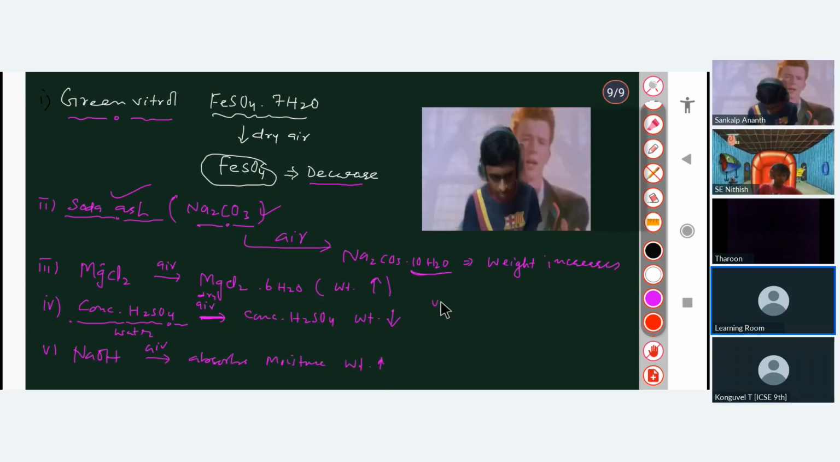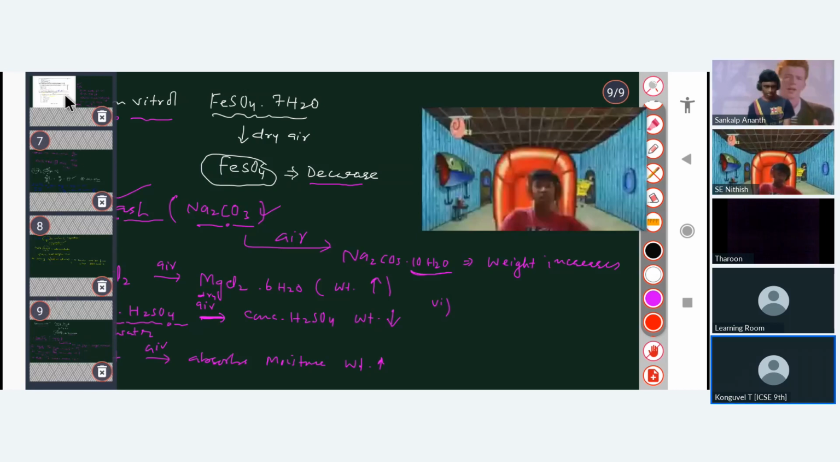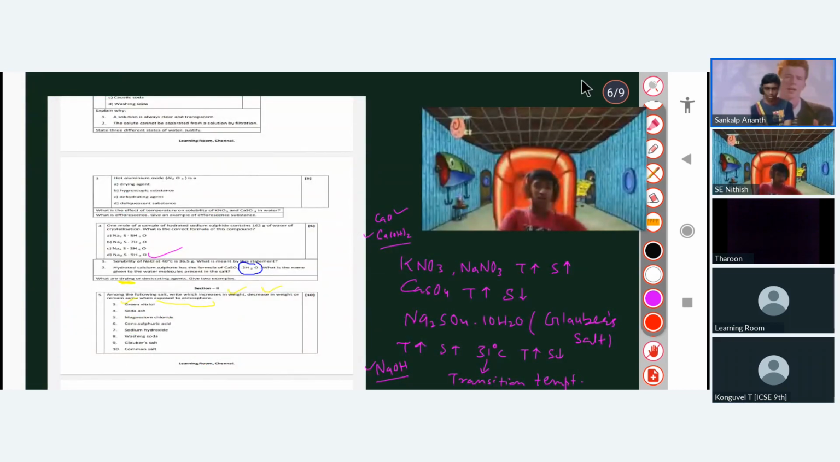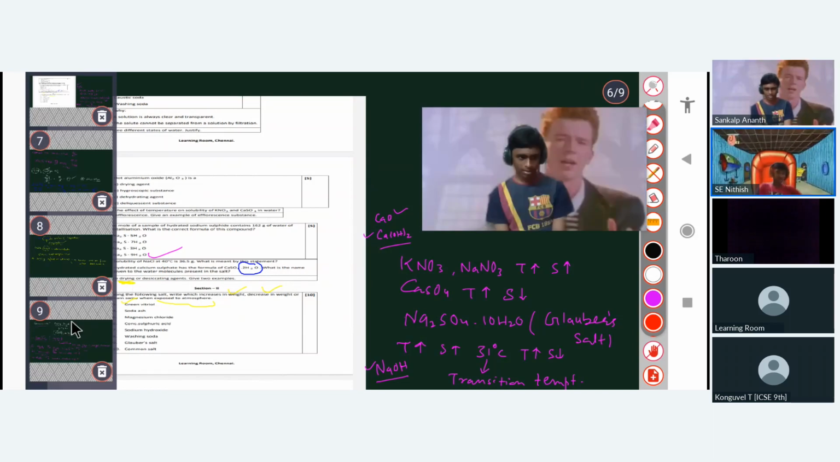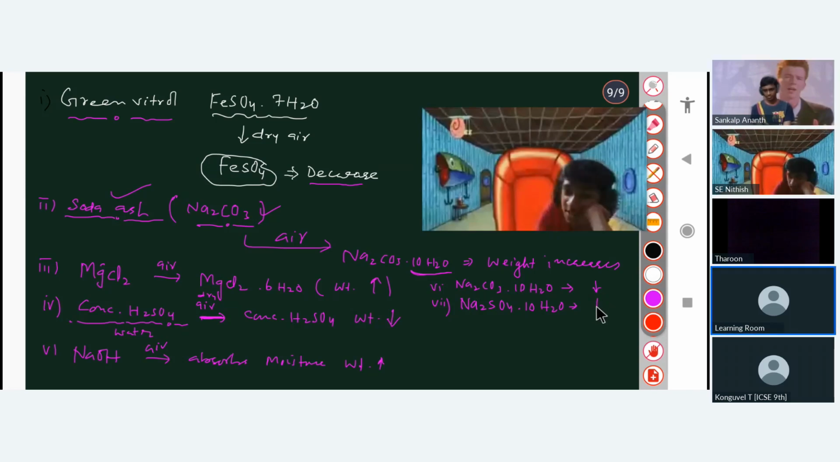Tell me, what is the next one? The sixth, Glauber salt, sir. Washing soda and Glauber salt will decrease, sir, because they have water of crystallization. The sixth one is washing soda, sodium carbonate decahydrate, and here we also have Na2SO4 decahydrate. So they will lose their water of crystallization, and their weight will decrease. Exactly.